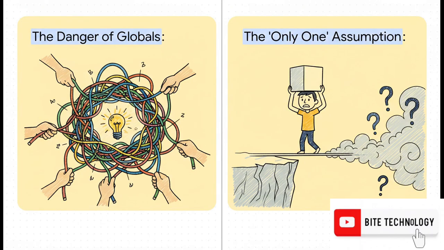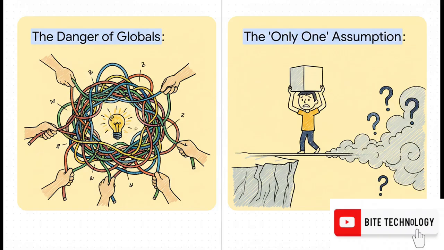So the case against it really comes down to two big things. First, that global access point, that's just a fancy way of saying you've created a global variable. And what's one of the first things they teach you in Programming 101? Avoid globals. They make your code a tangled mess, because anything from anywhere can reach in and change things. It's unpredictable.